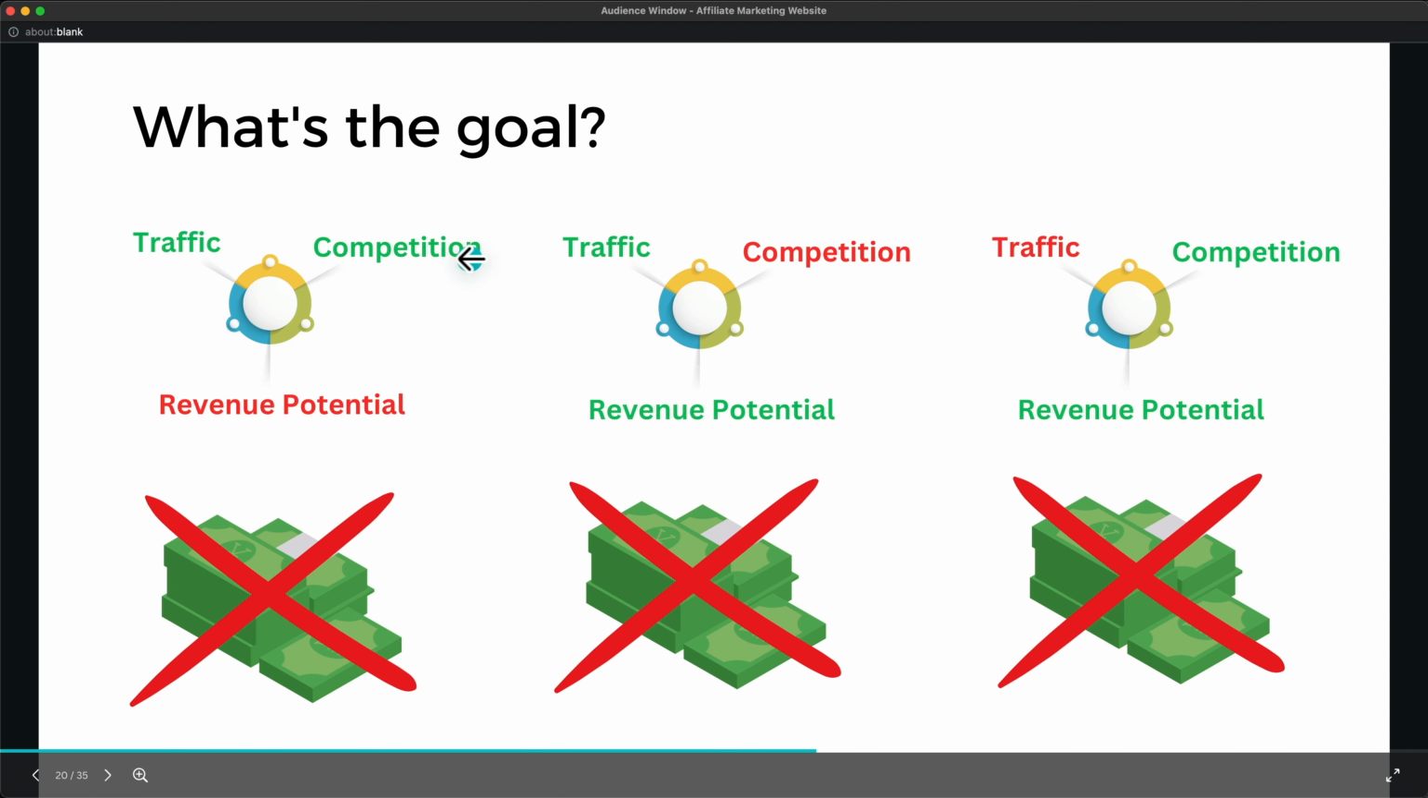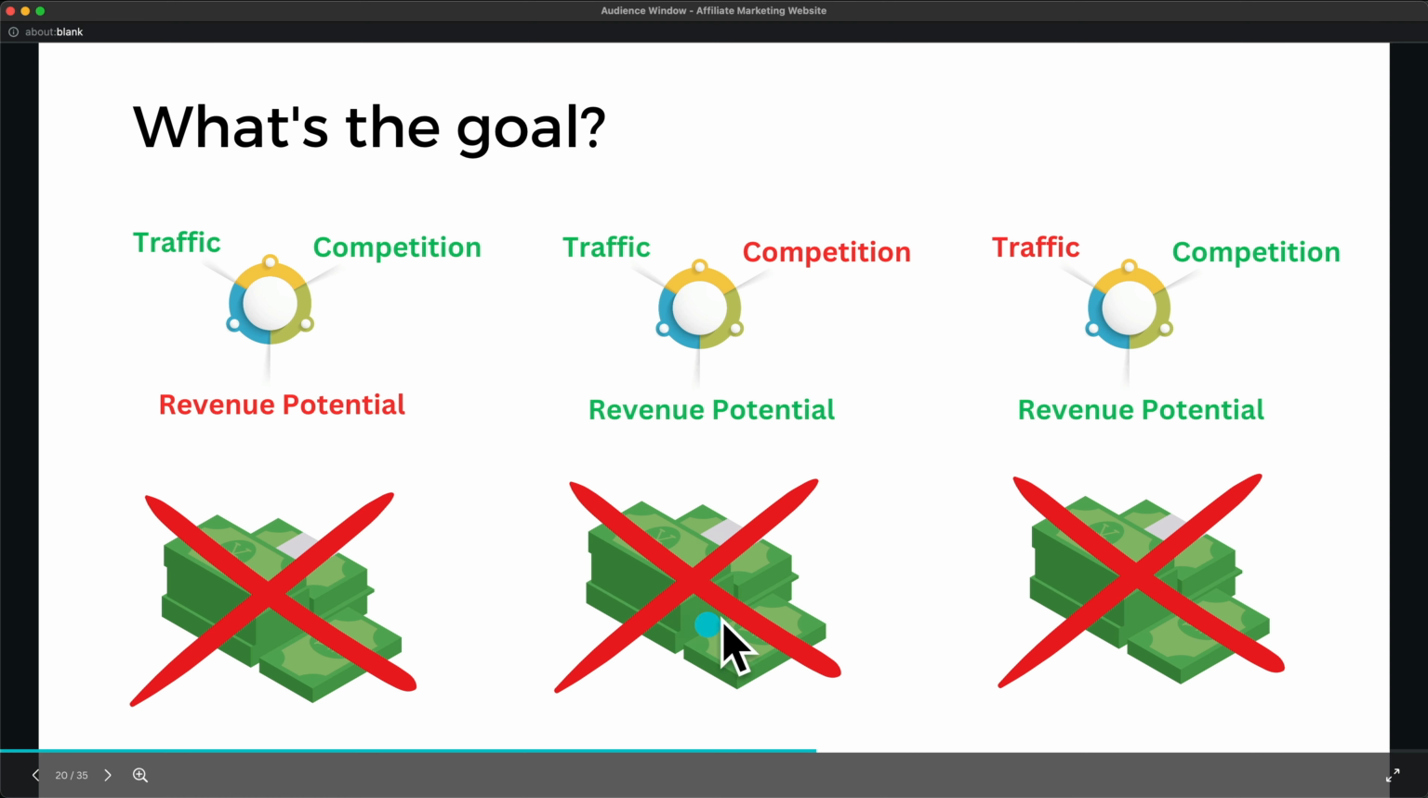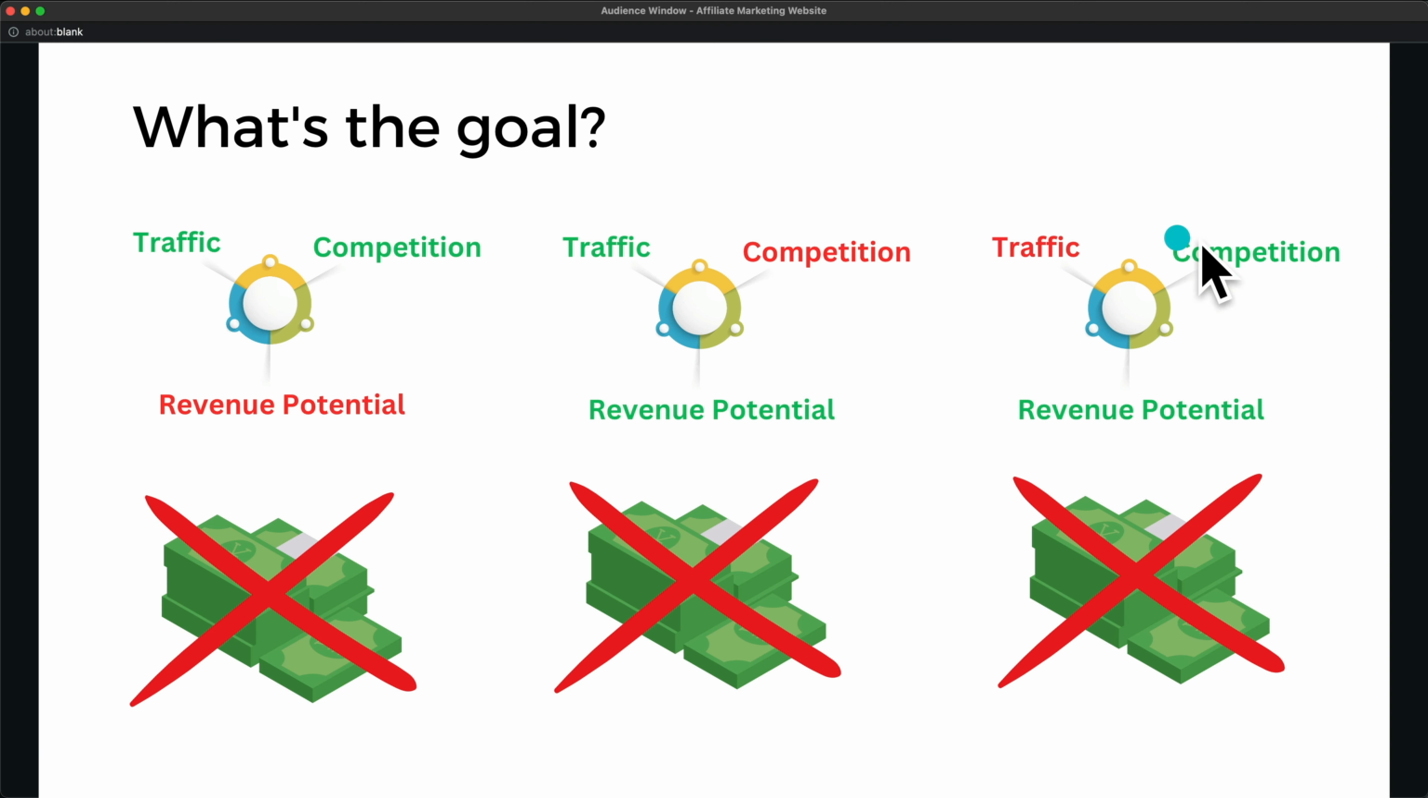We would get a lot of clicks, but none of these clicks convert into a customer, so we don't make any money. Then if we have a lot of traffic and there is revenue potential, but the competition is too high, we would end up on page 20 or 30 on Google and we wouldn't get any clicks, so we wouldn't make any money.